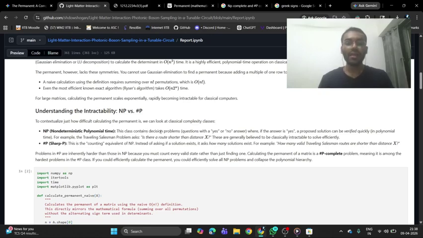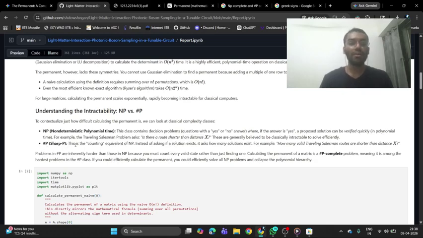This class contains decision problems, questions with a yes or no answer, where if the answer is yes, the proposed solution can be verified quickly in polynomial time. For example, the traveling salesman problem: is there a route shorter than x? These are generally believed to be classically intractable to solve efficiently.